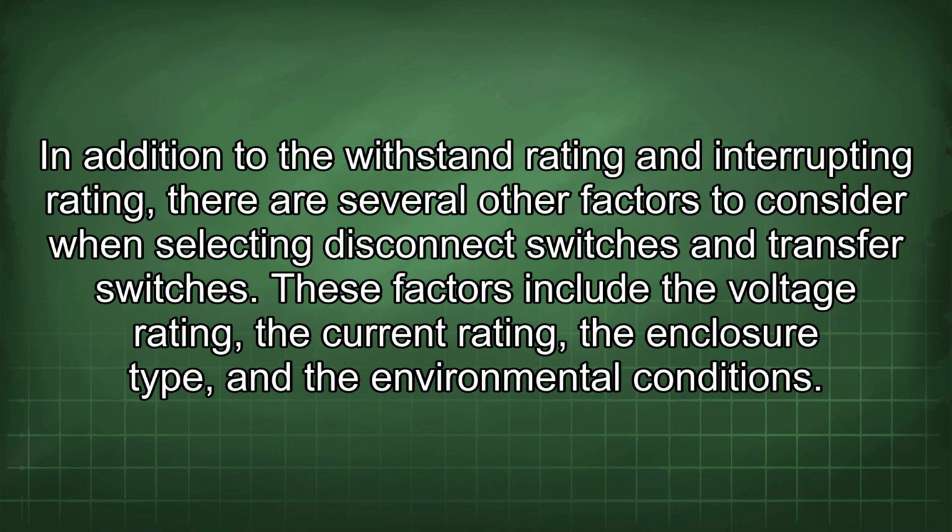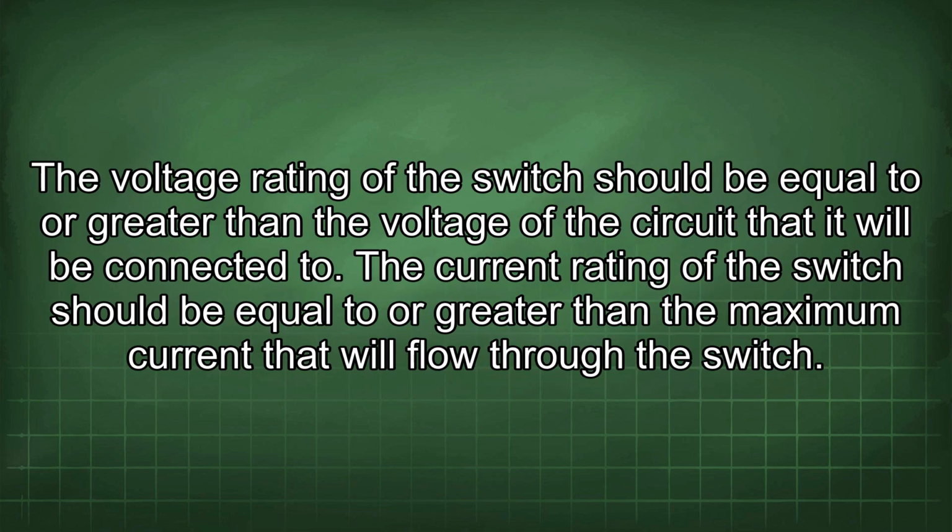In addition to the withstand rating and interrupting rating, there are several other factors to consider when selecting disconnect switches and transfer switches. These factors include the voltage rating, the current rating, the enclosure type, and the environmental conditions. The voltage rating of the switch should be equal to or greater than the voltage of the circuit that it will be connected to. The current rating of the switch should be equal to or greater than the maximum current that will flow through the switch.